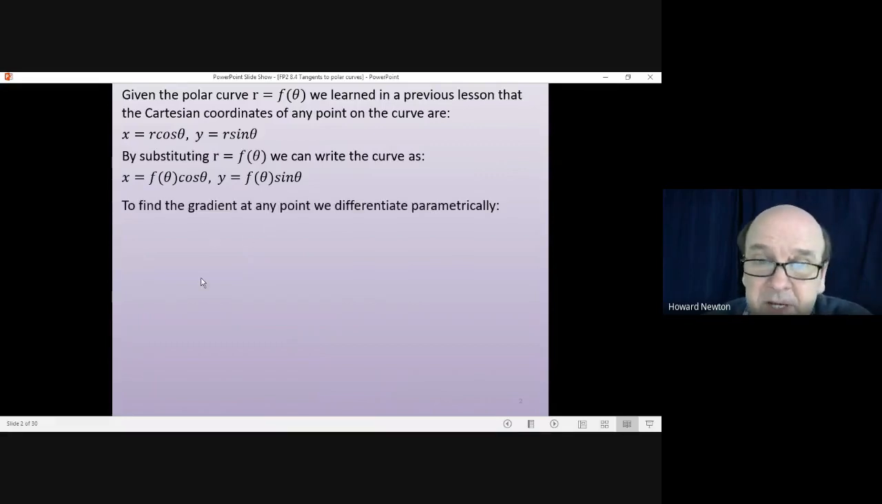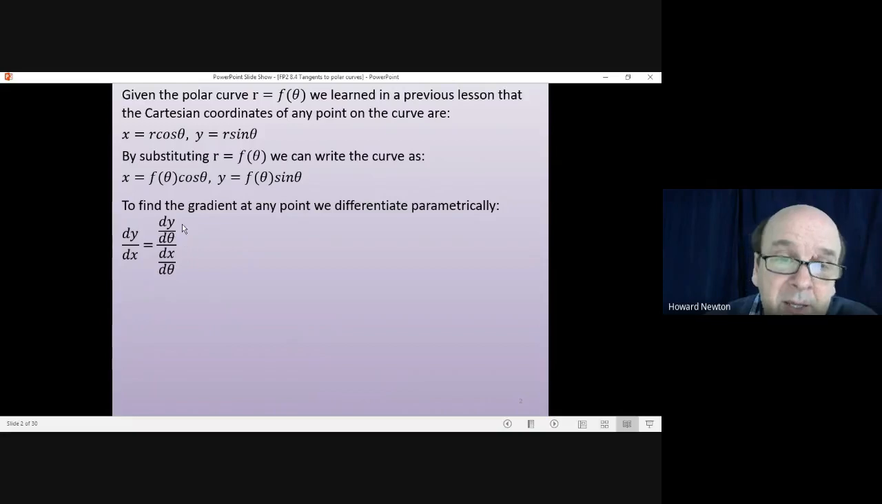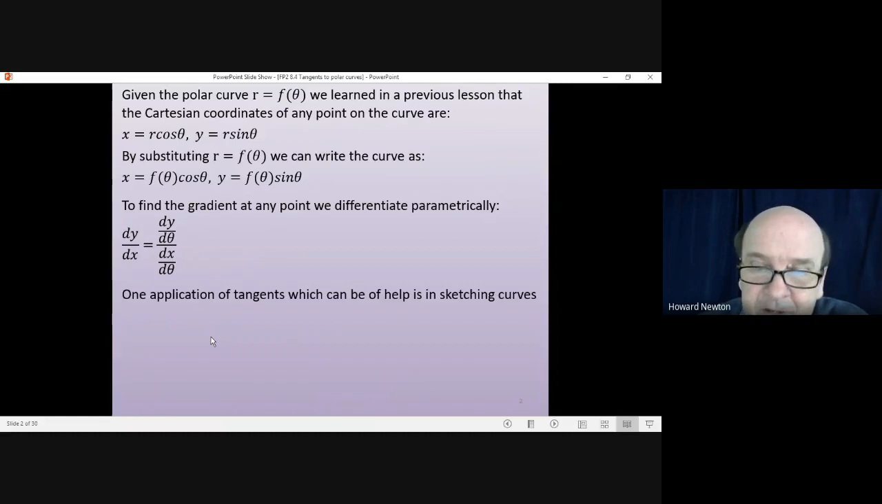To find the gradient at any point, we can now differentiate, and dy by dx will equal dy by d theta divided by dx by d theta. You may be asked to find dy by dx, but more frequently it is only dy by d theta or dx by d theta you're asked to find for the sort of questions we most frequently meet in A level. Now, one application of tangents which can be of help is in sketching curves.